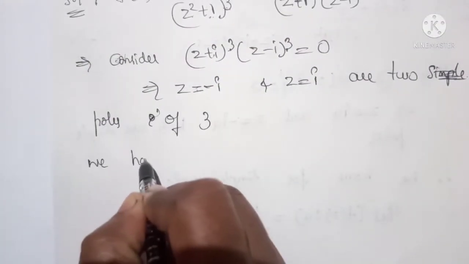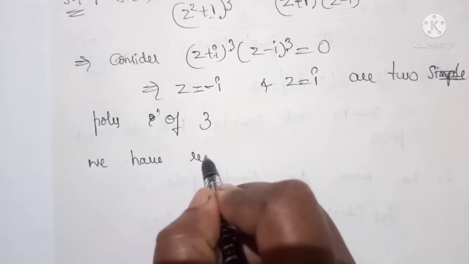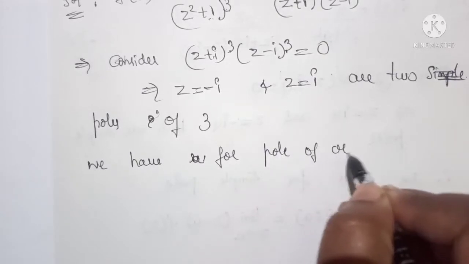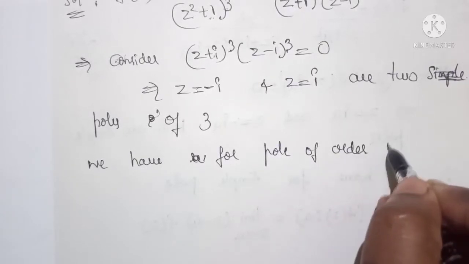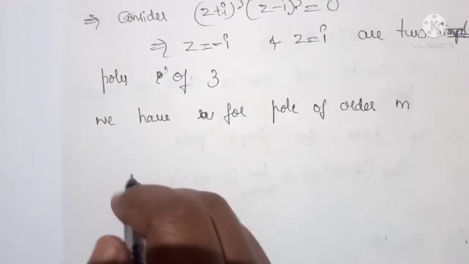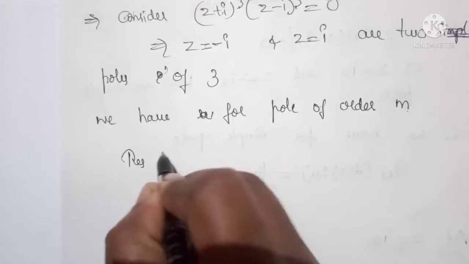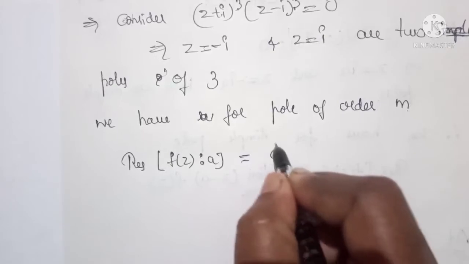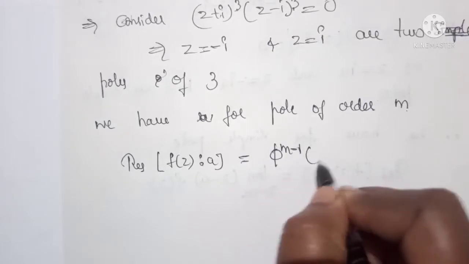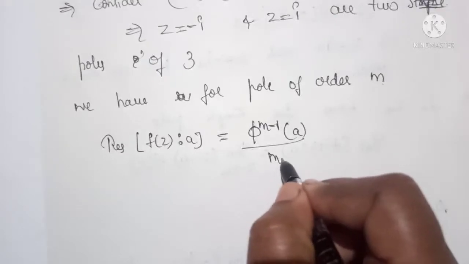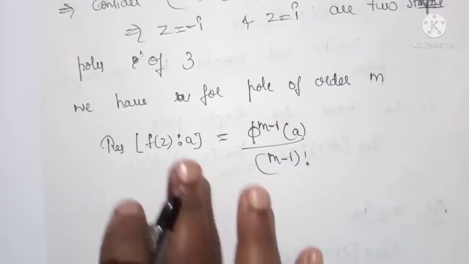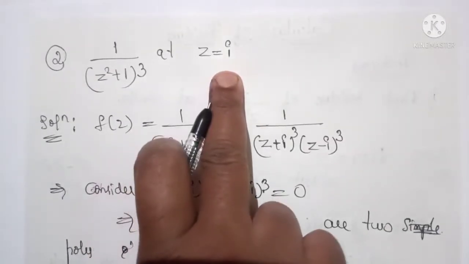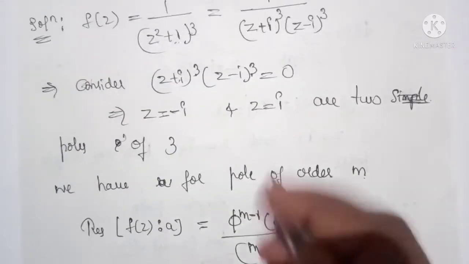We have, for a pole of order m, first we write the general formula. Residue of f of z at a is given by phi of m minus 1 of a divided by (m minus 1) factorial. Okay, so using this formula we can find the residue of the given function at z equals i. So we only need to find it at z equals i.